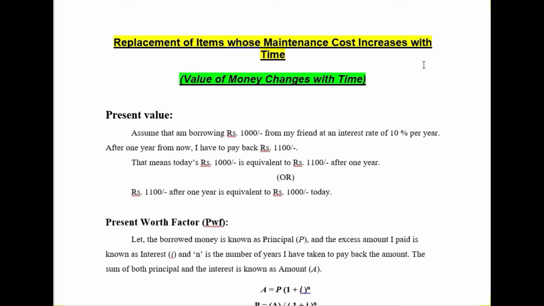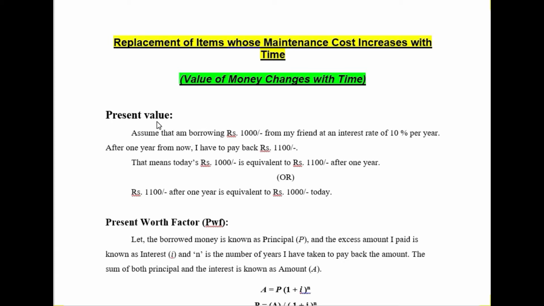Hi, in this video I am going to solve a problem on replacement model under the condition of replacement of items whose maintenance cost increases with time and the value of money changes. Before solving the problem, we must know some basic terms which we are going to use while solving the problems. First one is present value.